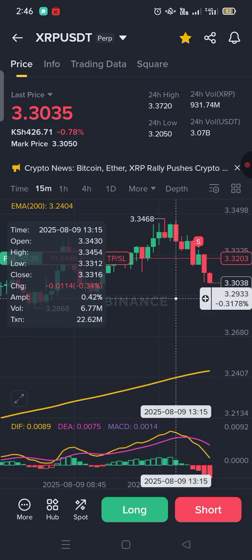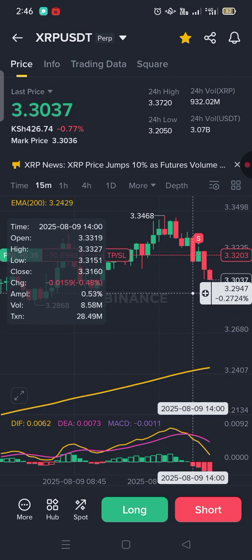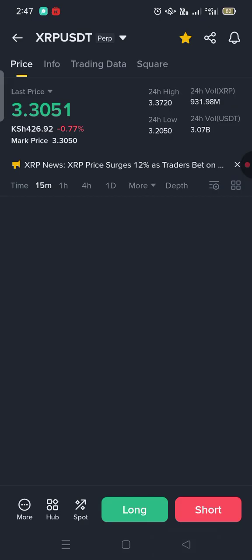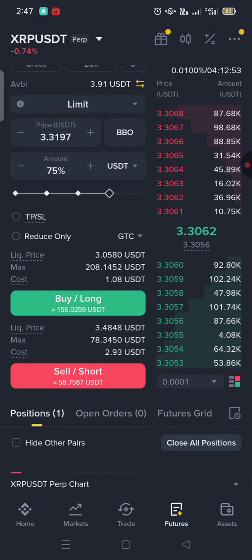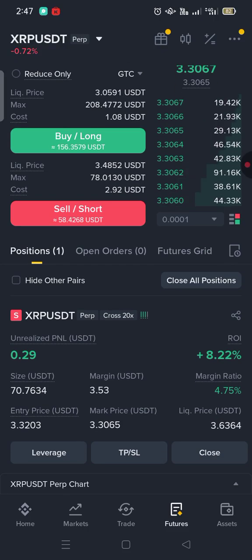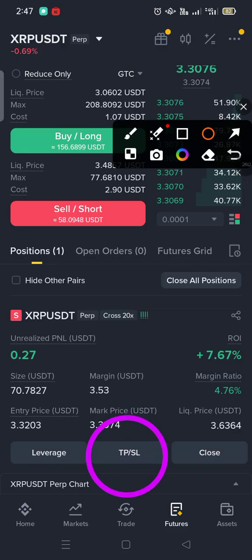Somewhere here, at 3.29.33. No, let me put it somewhere here. Yeah, 3.29.10. That is where I'm going to set my take profit. So I'm going to come here, guys, where we have position. I'm going to get something small, but this was just for tutorial. I'm going to click on this place written TP/SL, that is take profit and stop loss.